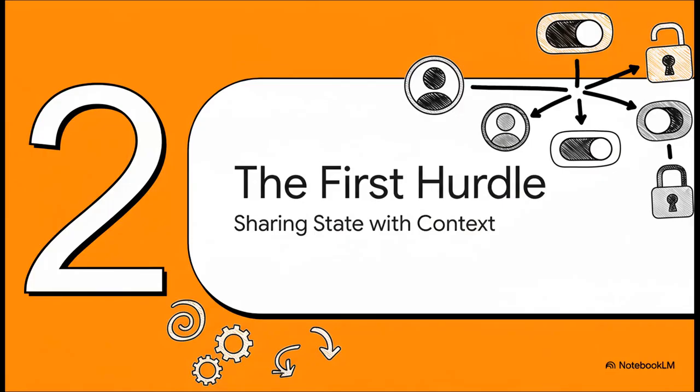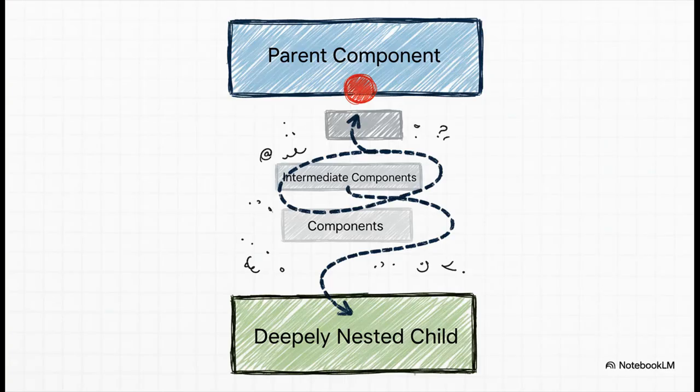But it never stays that simple for long, does it? Soon enough, your app grows. Now you have a user's theme settings or maybe their login status, and you need to get that information into a bunch of different places. And that's when you hit your first real hurdle. And this leads to something that developers famously call prop drilling.